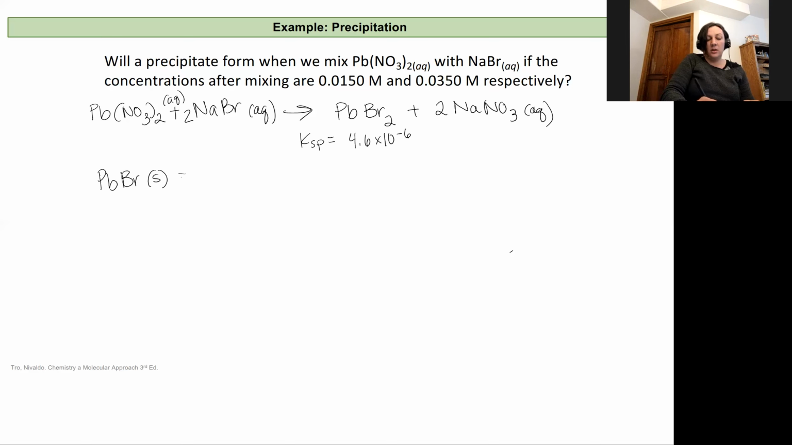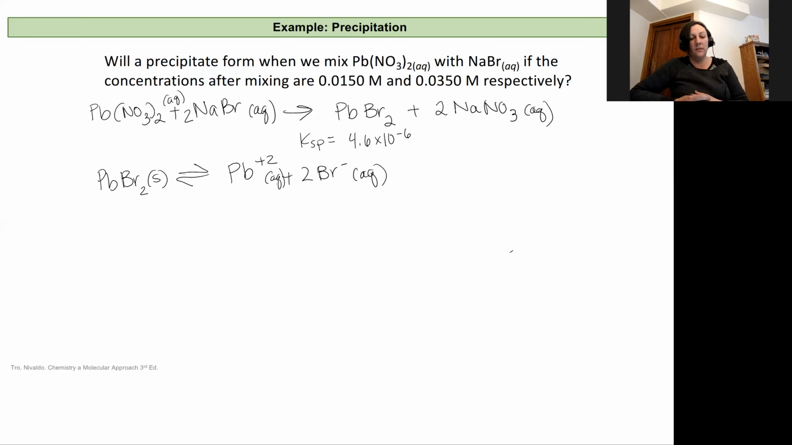So let's look at our lead bromide solubility equation. We'll have solid as our reactant, and then lead +2. Sorry, there's 2 bromine. So using this, we could calculate our Q. That would be equal to the concentration of our lead +2 times our bromine concentration squared.